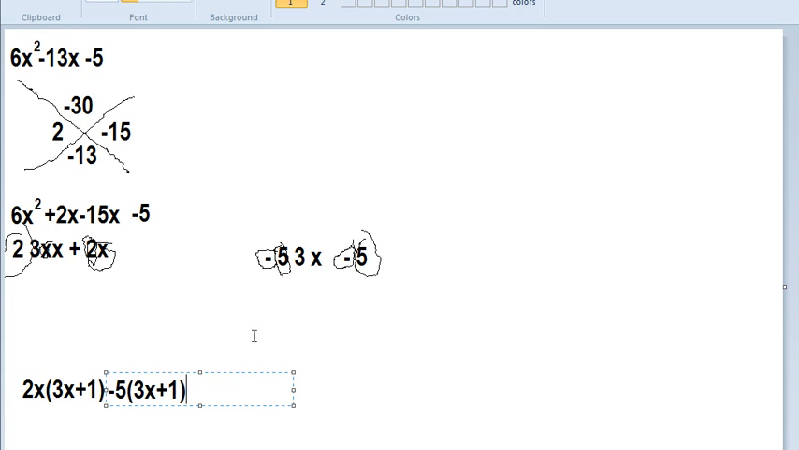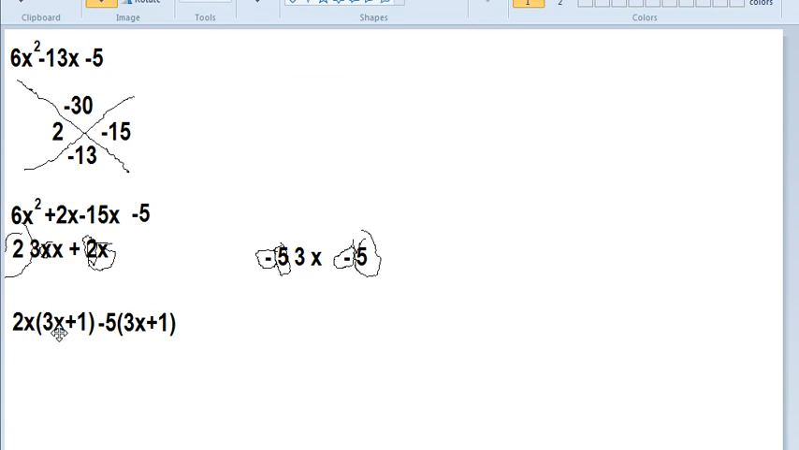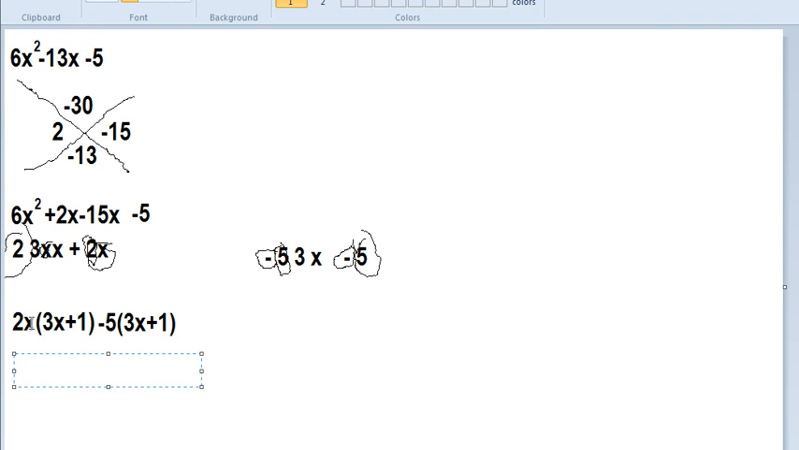Okay, so that's my second to last step, almost done. For my final answer, I'll put it below. To write your final answer, you look at what's in the parentheses. It should be the same in both: 3x plus 1, 3x plus 1. If it's not, you probably made a mistake. If it's the same but the signs are changed, just change this sign out here and both of the signs in here, and then it should be the same.